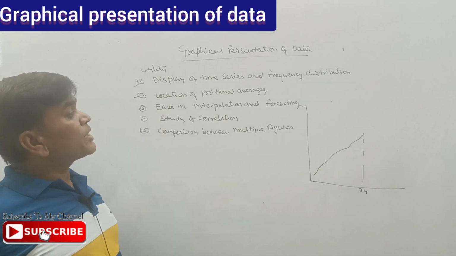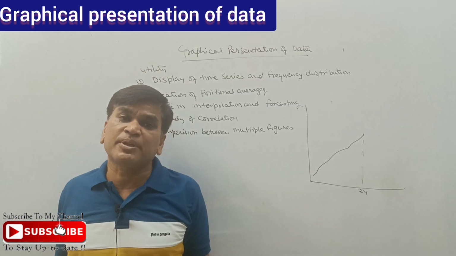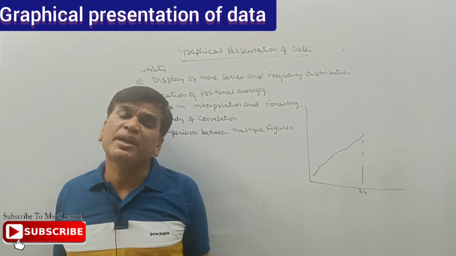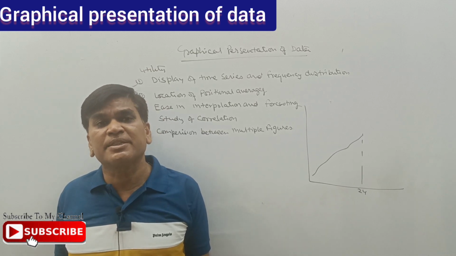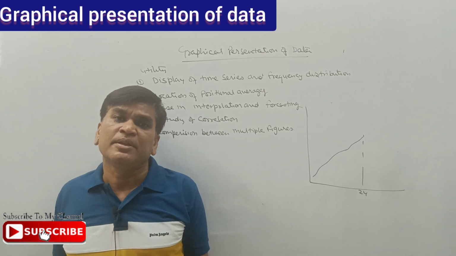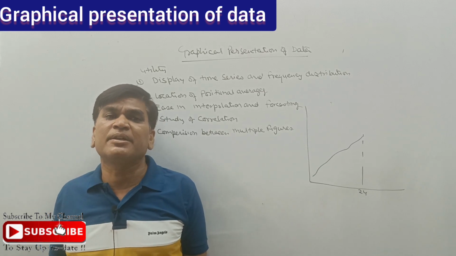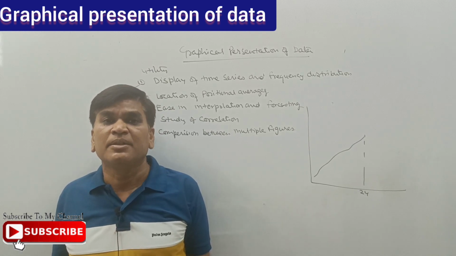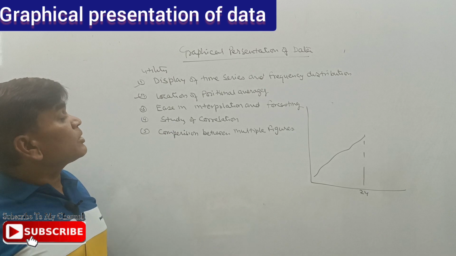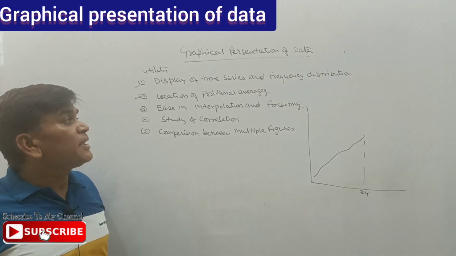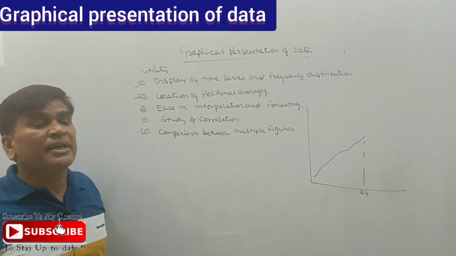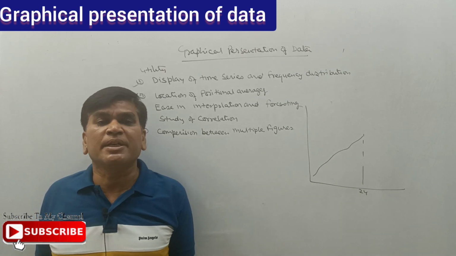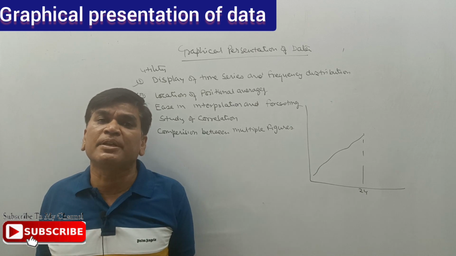Second, if we are to calculate location and positional averages, suppose we are to calculate the modal value. For the modal value we have a graphical method also, that is the histogram presentation. So in the next video we will learn how to calculate the modal value with the graphical presentation of the data. Other positional averages can also be calculated with the help of graphical presentation. We can calculate the median also with the graphical presentation.